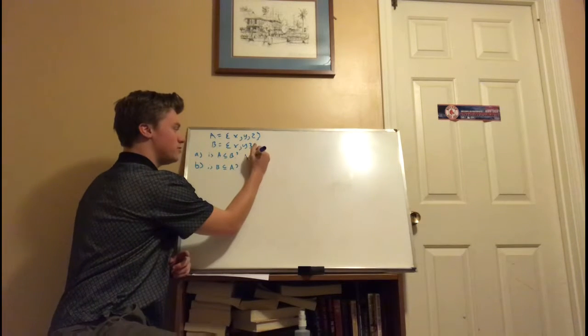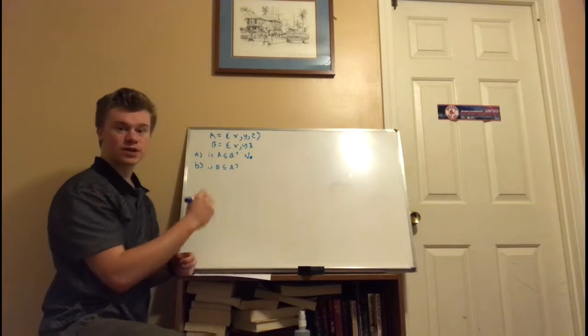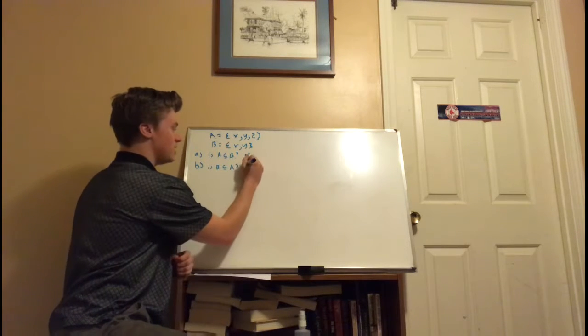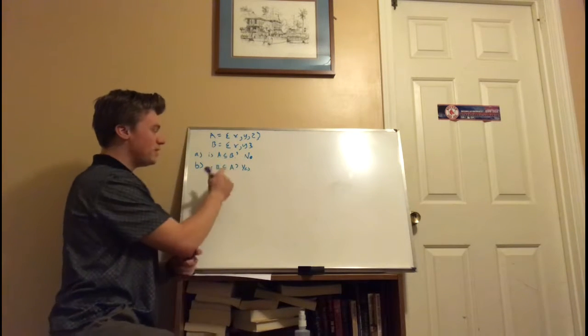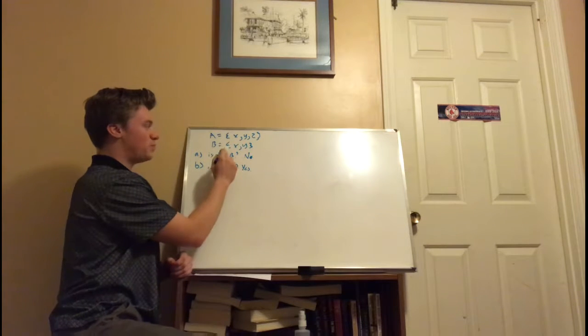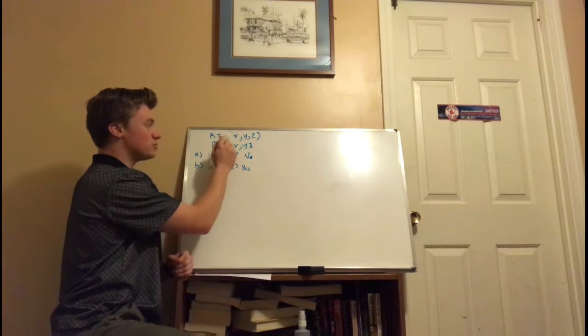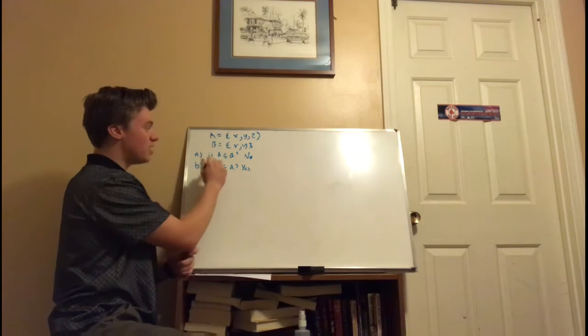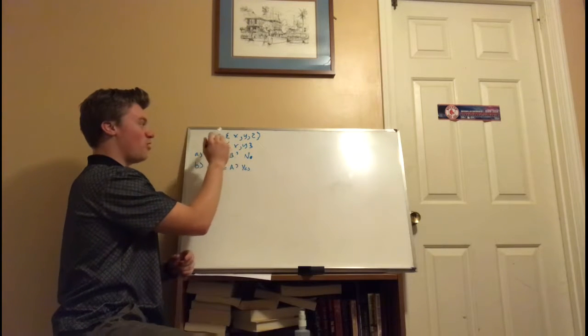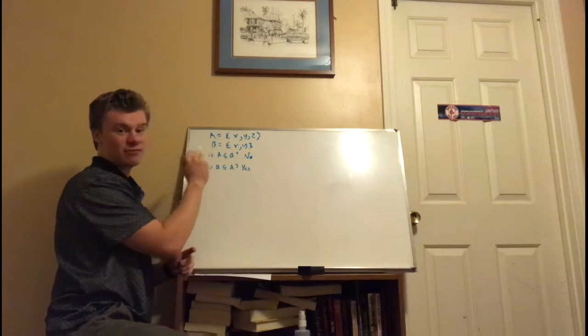Is A a subset of B? The answer to that is no. Is B a subset of A? The answer to that is yes. B is a subset of A because both elements found in B are also found in A. A is not a subset of B because all elements found in A are not found in B.